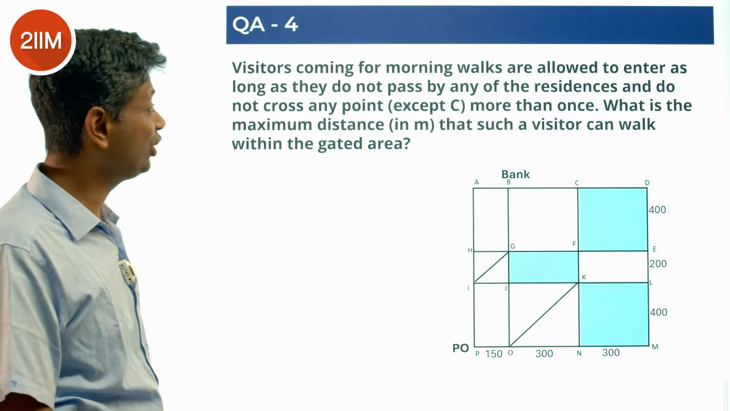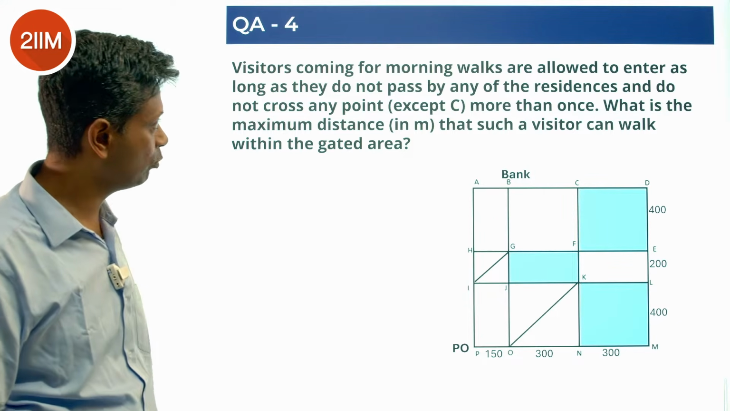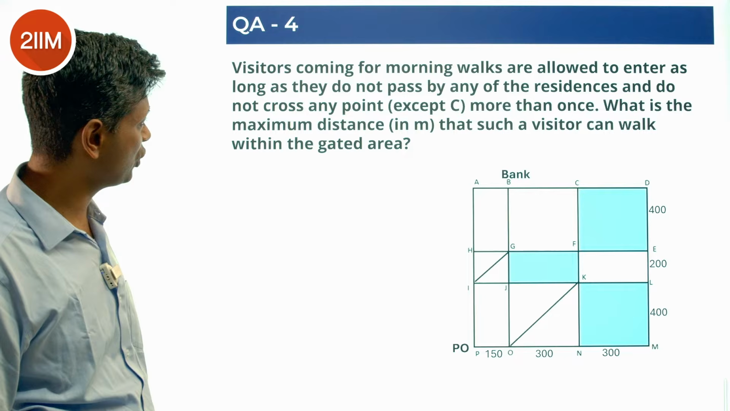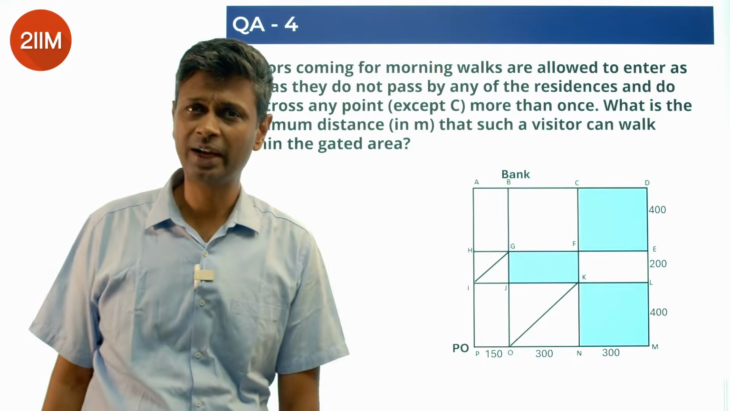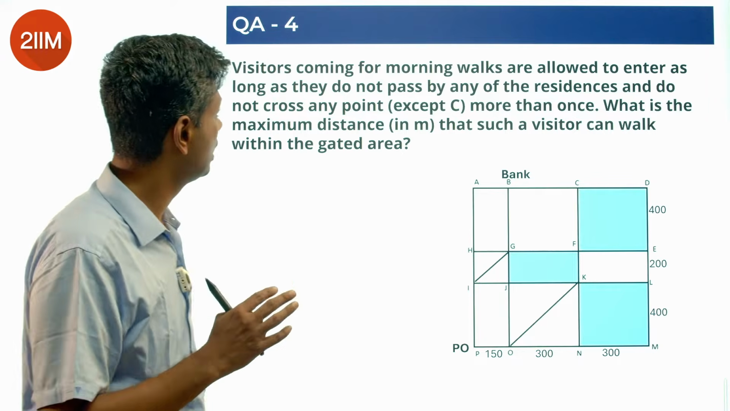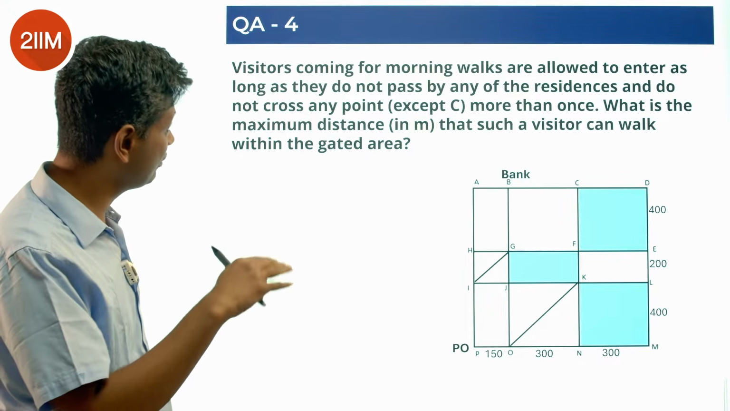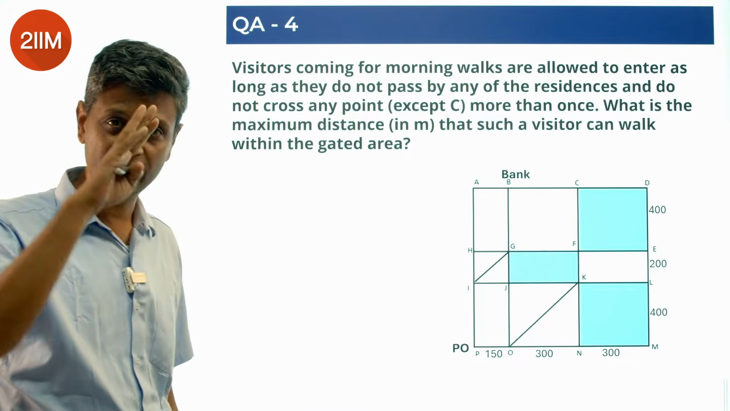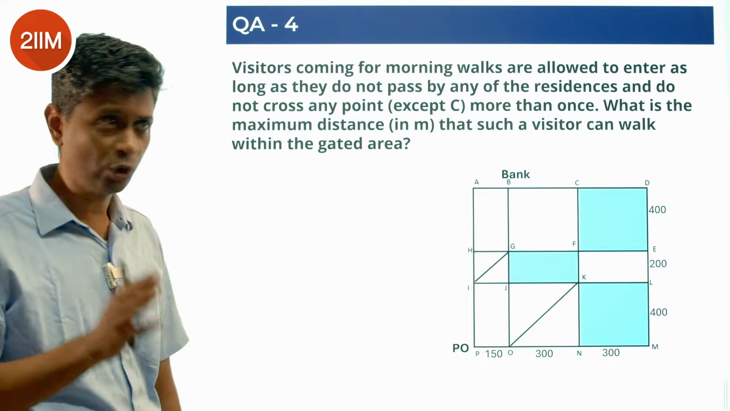Visitors coming for morning walks are allowed to enter as long as they do not pass by any of the residences and do not cross any point except C more than once. What is the maximum distance in meters that such a visitor can walk within the gated area? I come in through C, and leave through C. So C, I'll touch more than once, but no other point more than once.